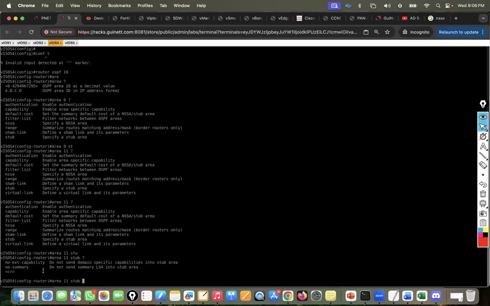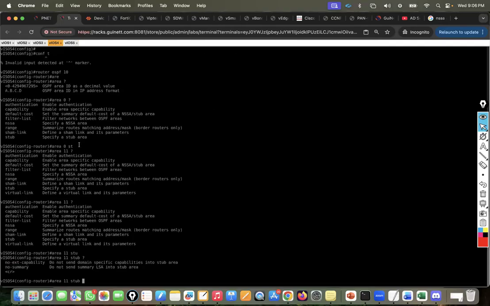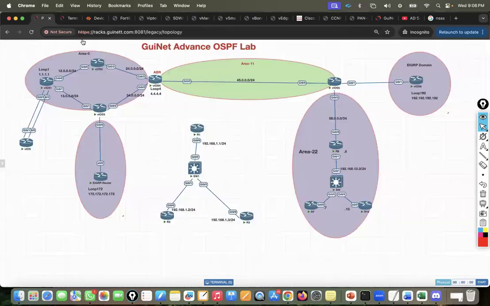So wait a minute. You are making it stub on one side, and the other side is going to be a normal area. Will the link go down or stay up? I'm configuring one side as area stub, and here is a normal area. So is this OSPF link going to be up or down? I think it should be up because it will still get the summary route.